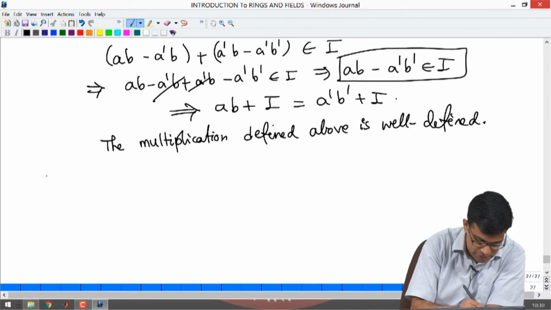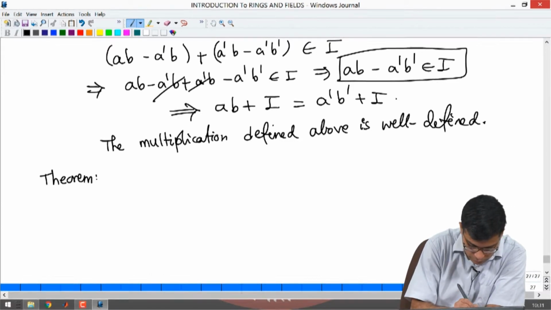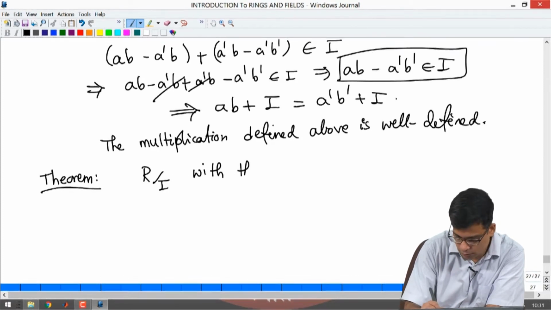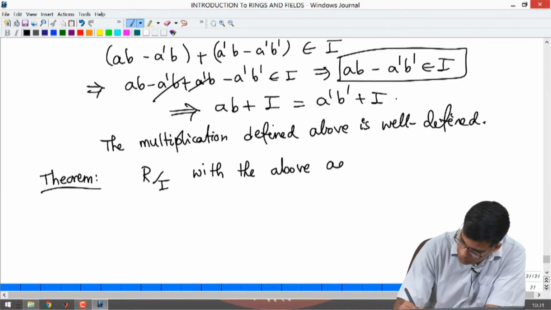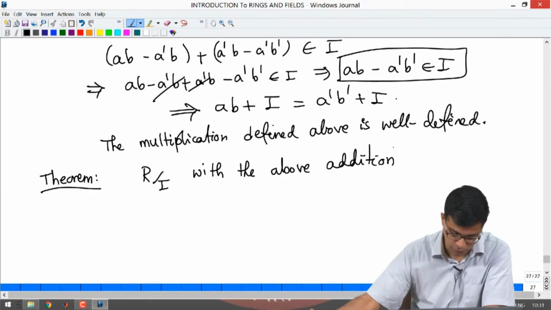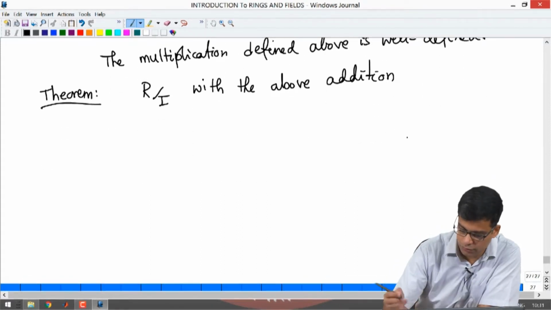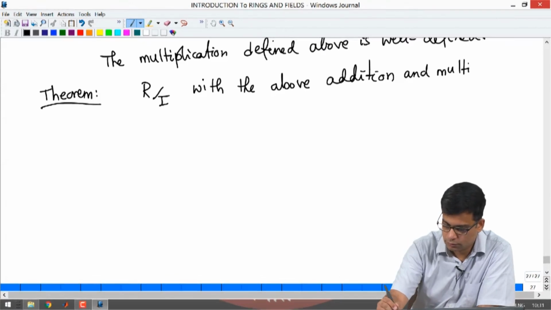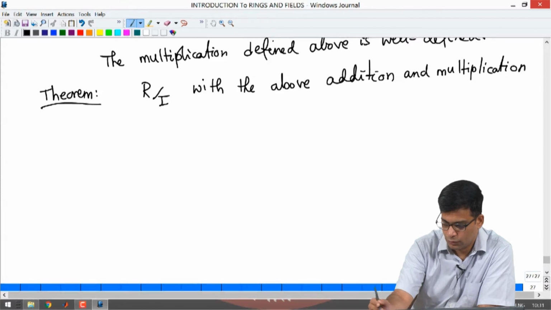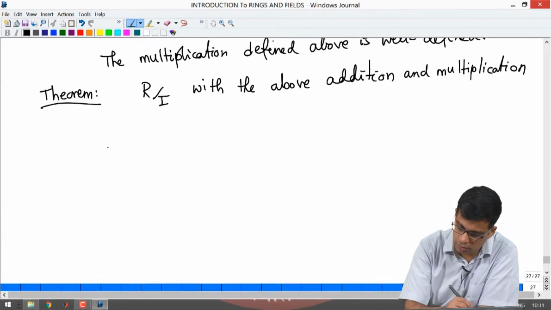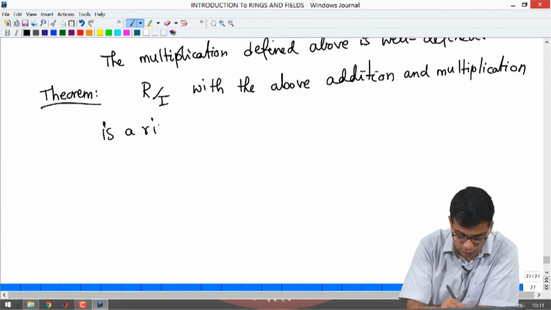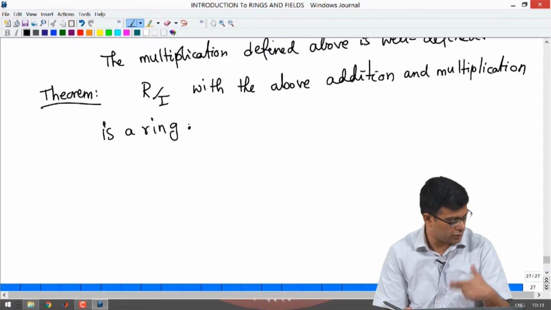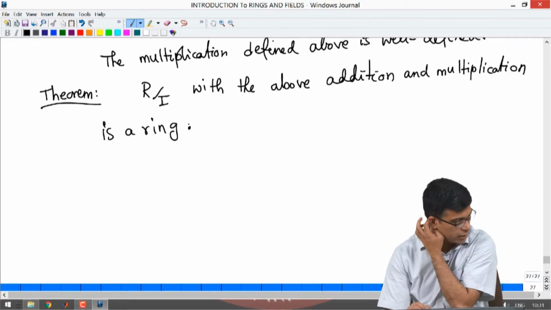So, now the theorem is: R mod I with the above addition. I will write the full statement of the theorem here and we will give a sketch of the proof. With the addition and multiplication defined above, R mod I with the addition and multiplication is a ring, that is the first point. So, we have addition that makes it an abelian group. I just defined a multiplication which I said is well defined and it makes it a ring.